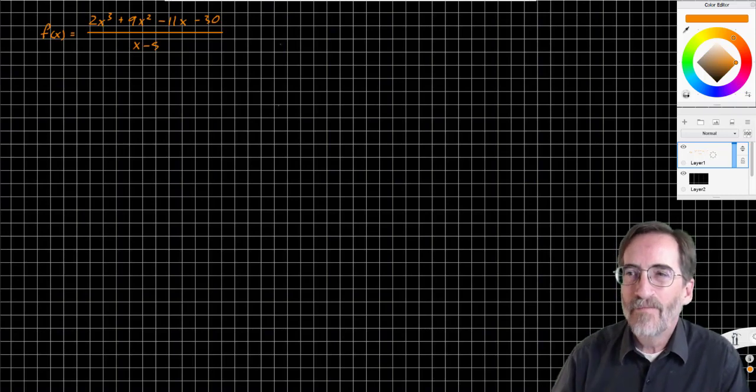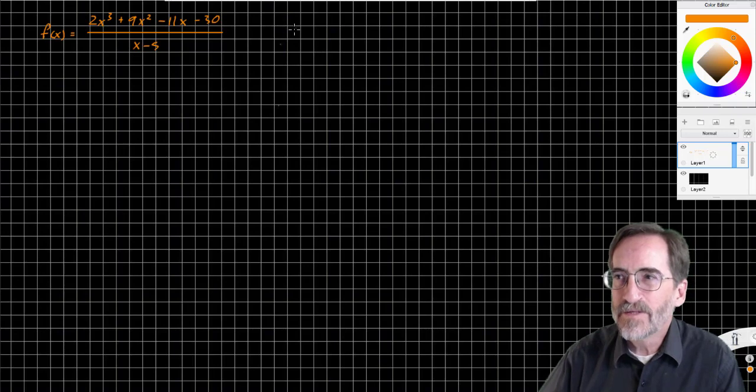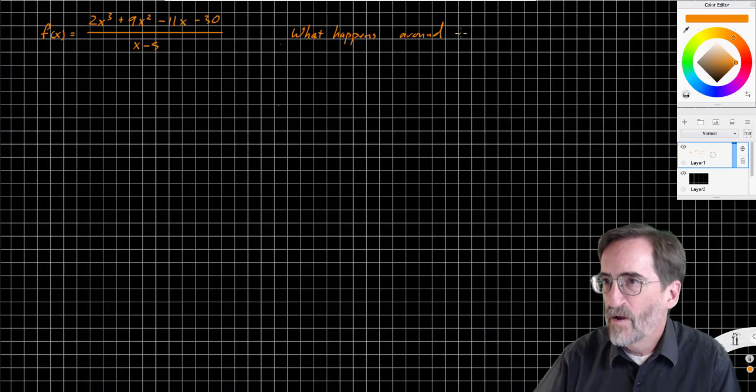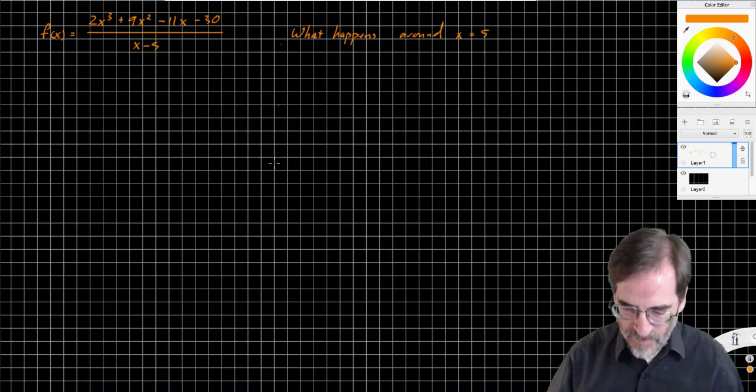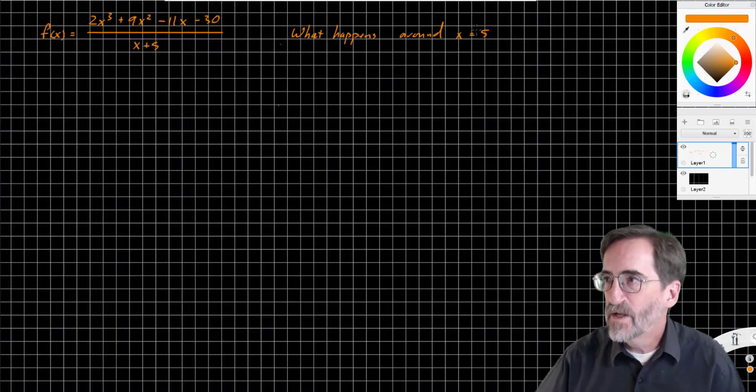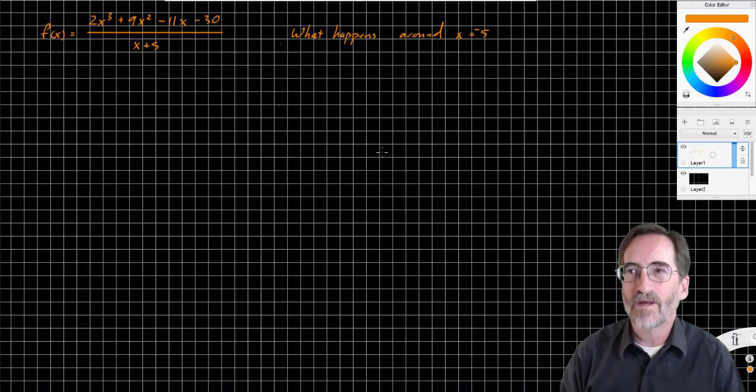Okay, I'm interested in knowing what happens around x equals 5. Actually, I'm going to change this to a plus, and I'm going to say around x equals negative 5.